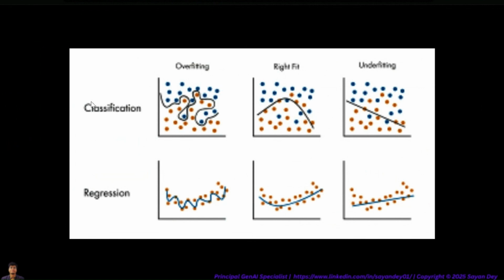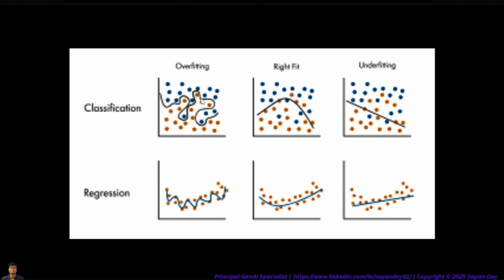Now, if you go to classification, underfitting will be like this. You've got lots of oranges, lots of blues. Underfitting is where you're not able to learn the relationship at all. You're trying to ultimately find the separation between the orange and the blue. So you're not able to separate the orange and the blue in the training itself. So it's a very, very bad model.